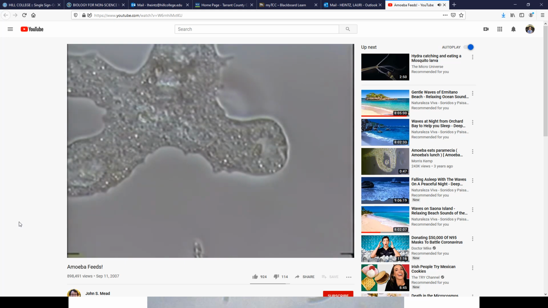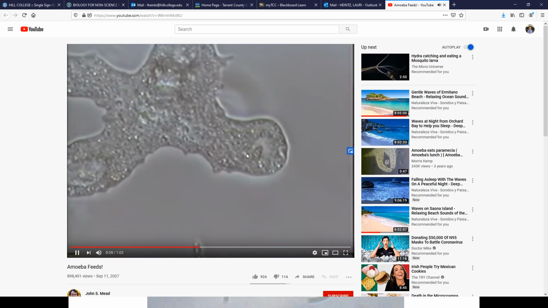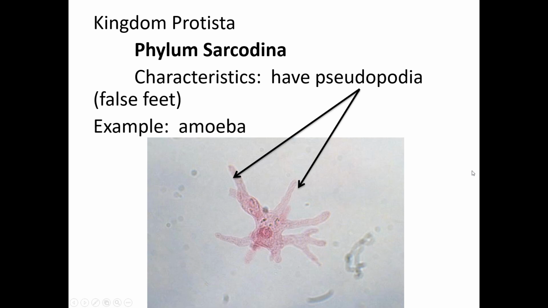So I showed you a similar video in lecture. This one is just to once again show you the pseudopodia and how those little guys move around. So there's your amoeba. Shrink that down.